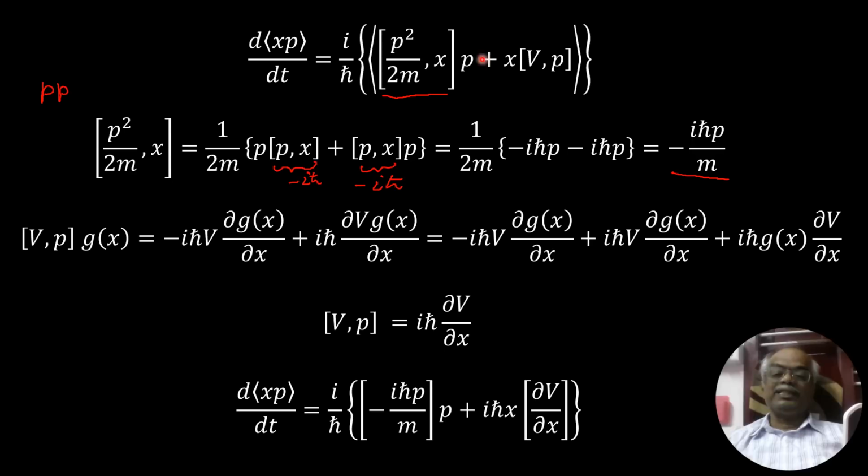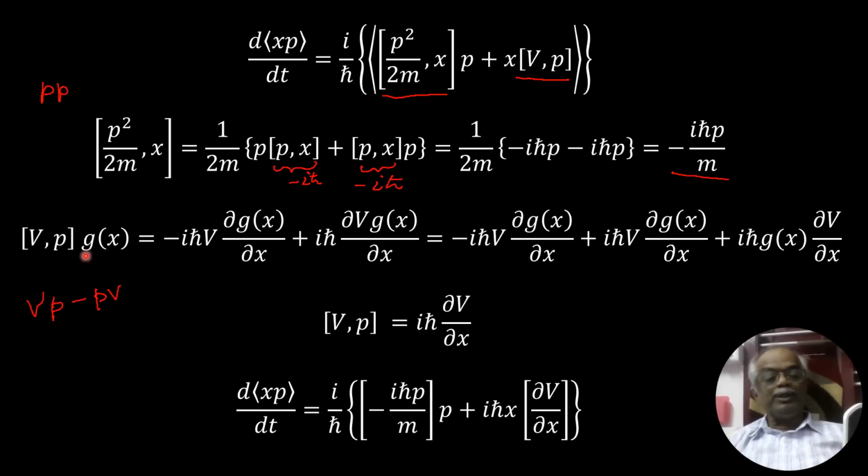Then you take the second one: the commutator of V with p. You take some arbitrary function g of x. This commutator of V with p can be written as Vp minus pV.